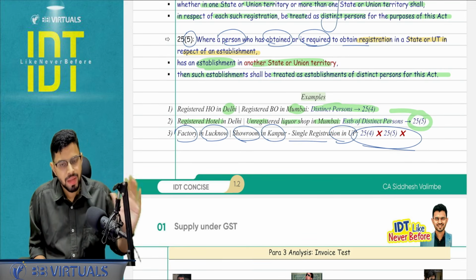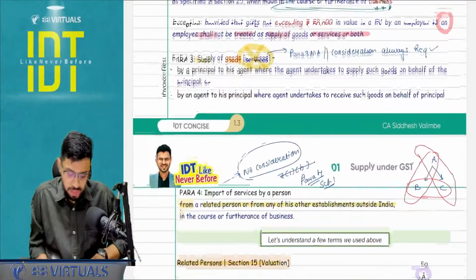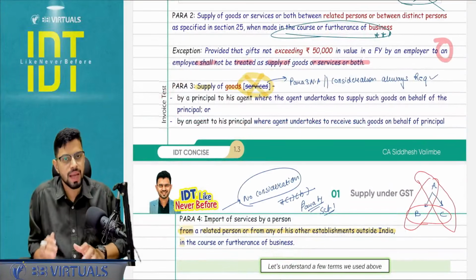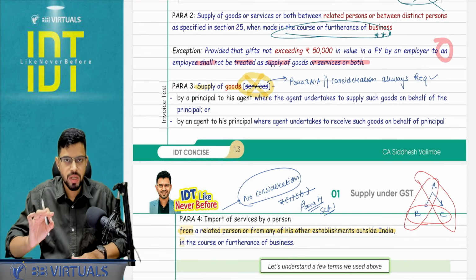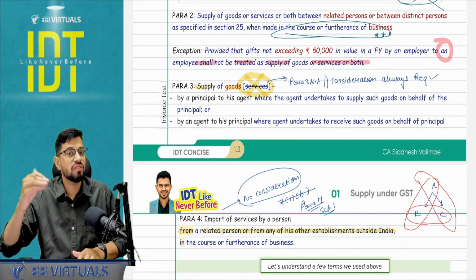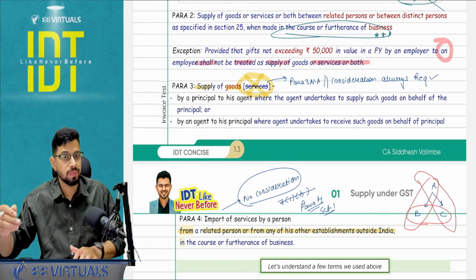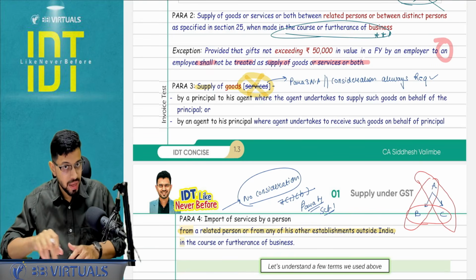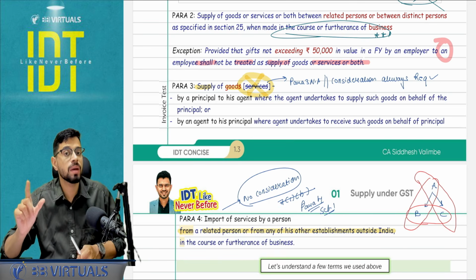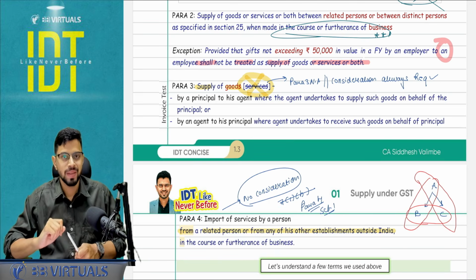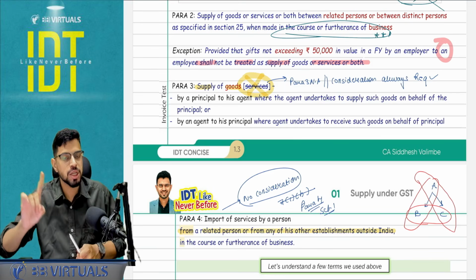Is it clear? Then we talked about paragraph number 3, that is the simple invoice test. It is applicable only in respect of goods. The invoice test is basically the question: the further invoice is going to be issued in whose name? Is it going to be issued in the agent's name? It means it is a supply which is invoiced between the agent and the customer.